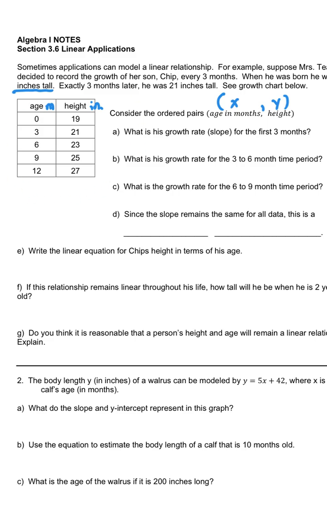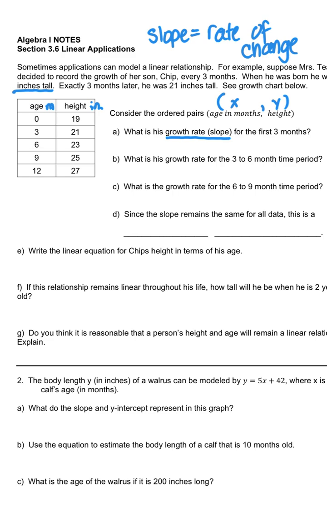It says, what is his growth rate, the slope, for the first 3 months? That's one thing I do want to point out: the growth rate is also known as the slope, which is also known as the rate of change, which you will see in a bit. So let's write that at the top. Slope equals the rate of change, meaning that's the same thing. So if you ever see find the rate of change, they're telling you to find the slope. Okay, so slope equals rate of change.